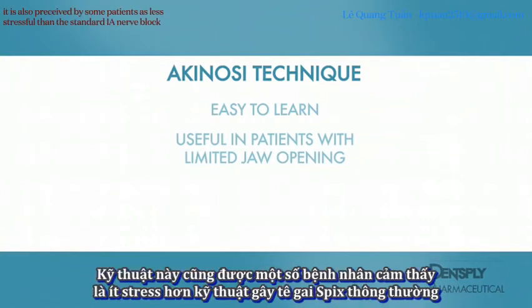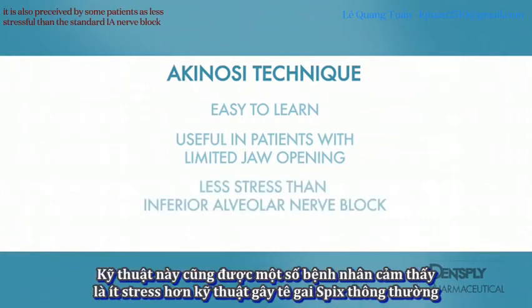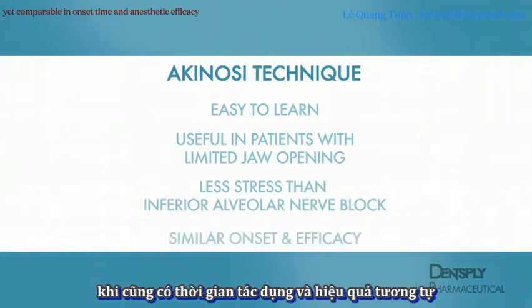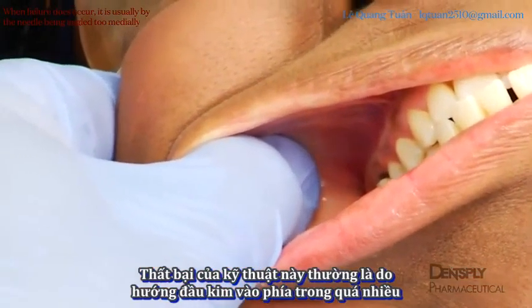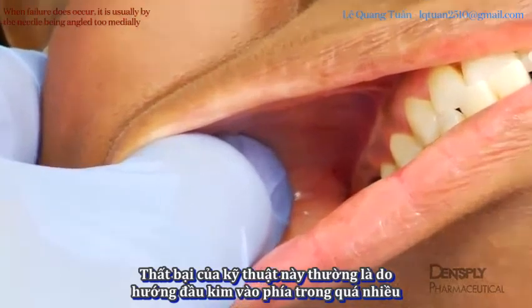It is also perceived by some patients as less stressful than the standard inferior alveolar nerve block, yet comparable in onset time and anesthetic efficacy. When failure does occur, it is usually caused by the needle being angled too medially.